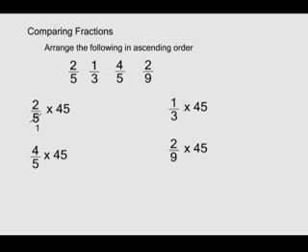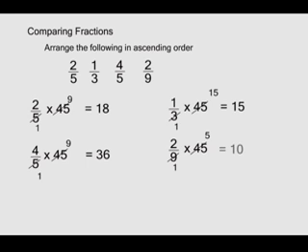2/5 times 45 is 18. 1/3 times 45 is 15. 4/5 times 45 is 36. 2/9 times 45 is 10. So the order is 2/9, 1/3, 2/5, and 4/5.